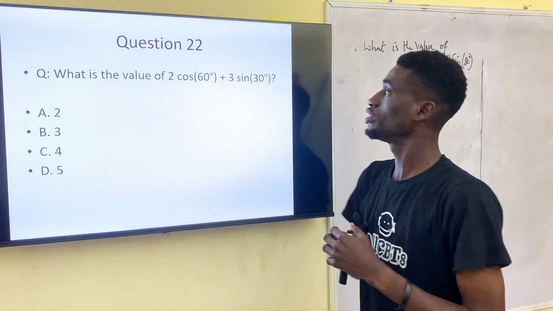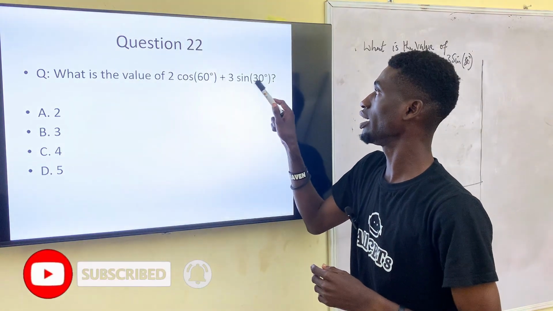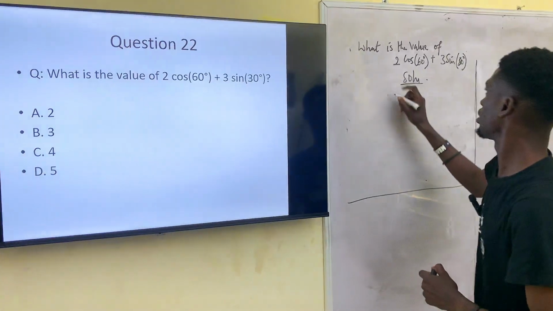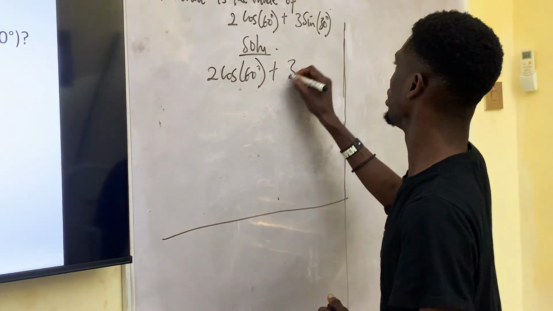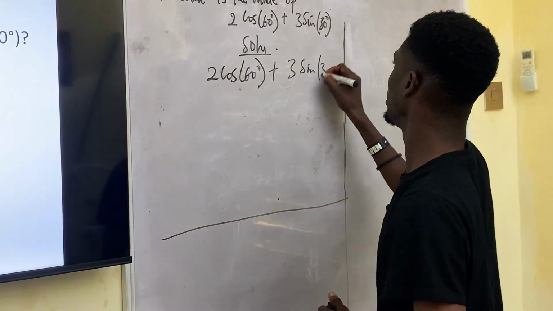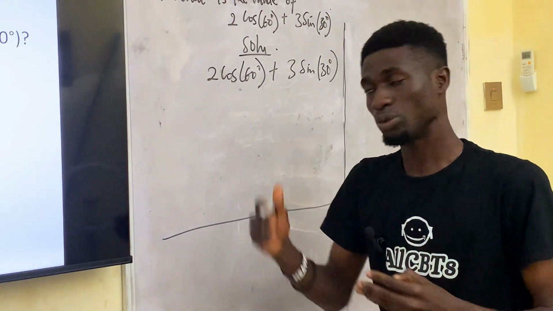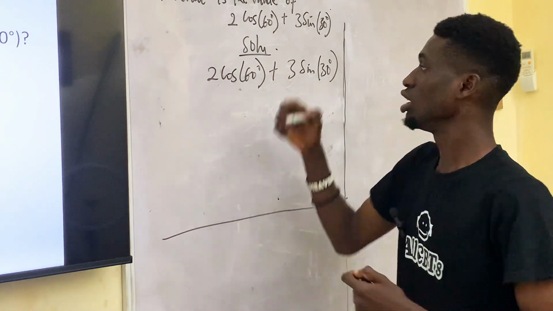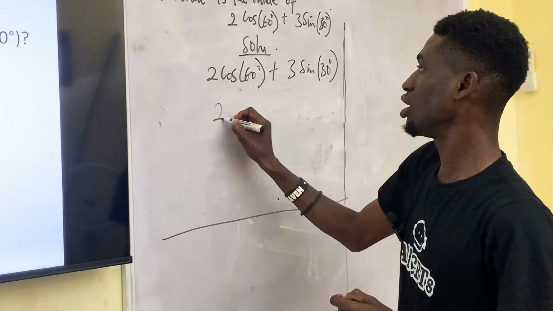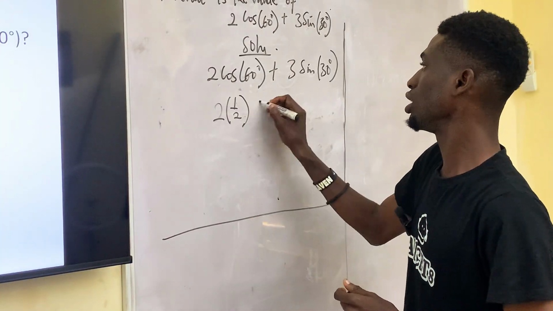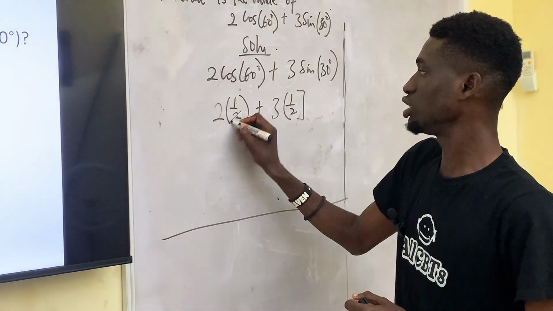There is another question frequently asked. The question says, what is the value of 2 cos 60 plus 3 sin 30? Now, you have 2 cos 60 degrees plus 3 sin 30 degrees. From your trigonometrical values, which we get from our right angle triangle, you know that your cos 60 is 1 over 2. So here you are going to have 2 into bracket 1 over 2, plus 3. Your sin 30 is also 1 over 2.